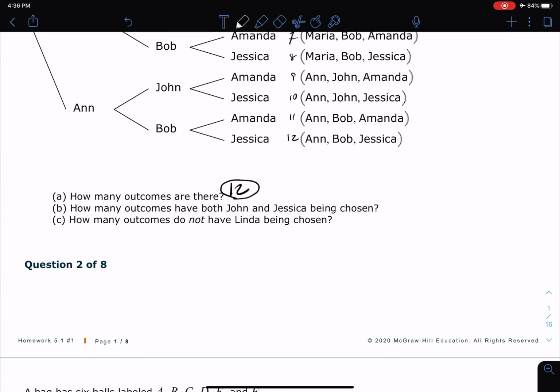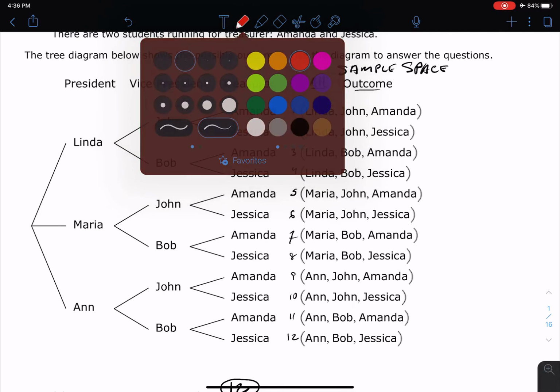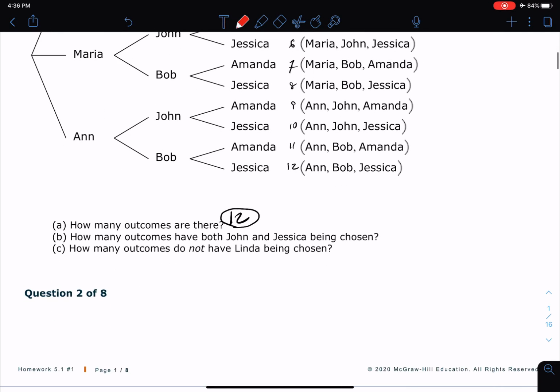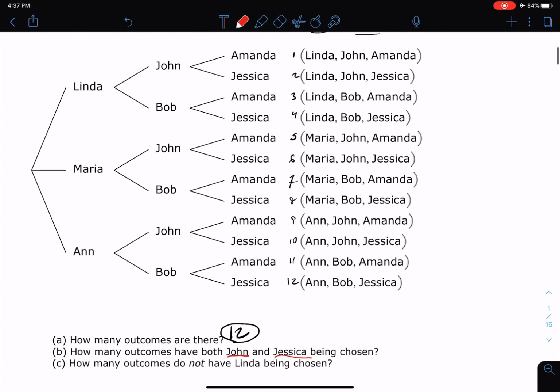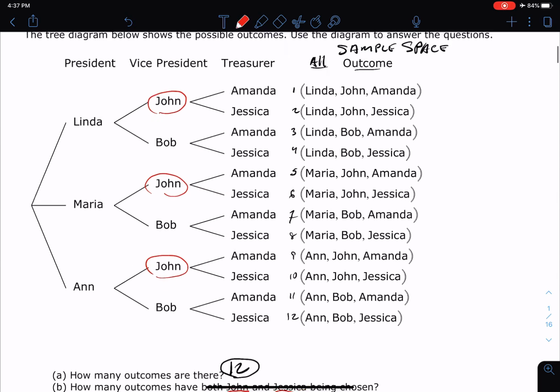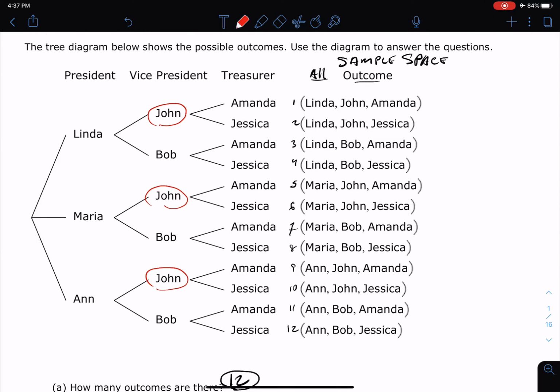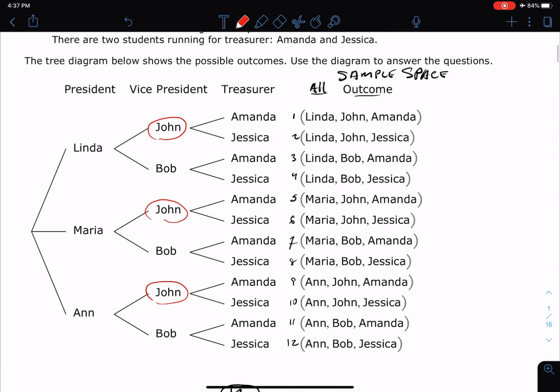Part B, how many outcomes have both John and Jessica being chosen? Both John and Jessica. Well, that could be kind of confusing, but when you've got this right in front of your face, we're looking for John. They have to have both, though, not just one or the other. It has to have both John and Jessica being chosen. Well, it makes it pretty easy because I can see, well, John's here. So we've got John being chosen. So those are the ones with John being chosen. And then it breaks down a little bit further to John and Jessica. Okay, so then we break it down to Jessica. So you can see the path.